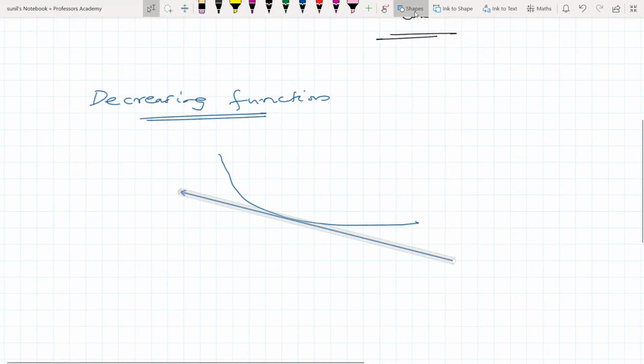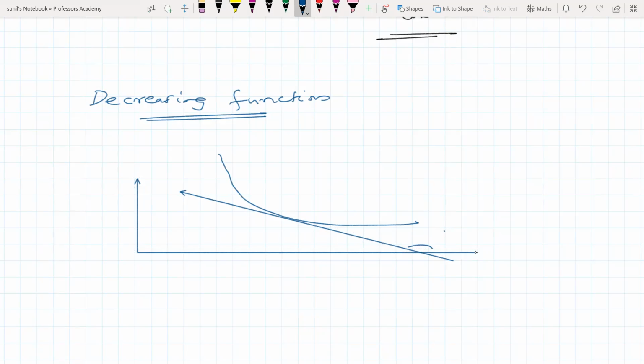you can see that the tangent will make an angle with the x-axis. That angle should be acute. Sorry, here it is coming out obtuse. This theta is obtuse, so this angle should be more than 90 degrees. So as usual, f dash x is our dy by dx. This is our tan theta. This becomes negative.